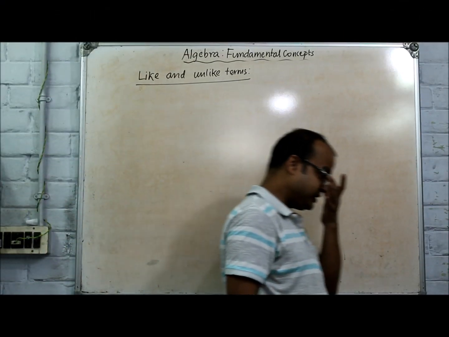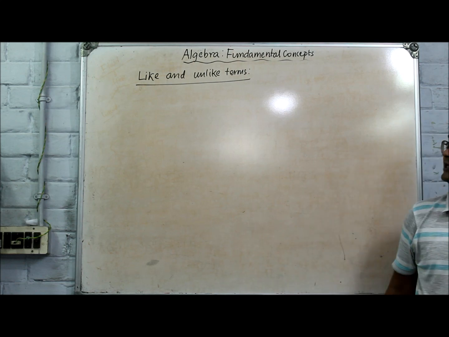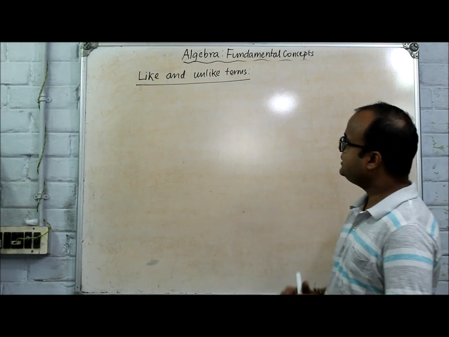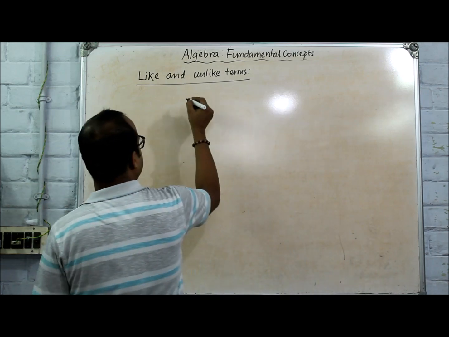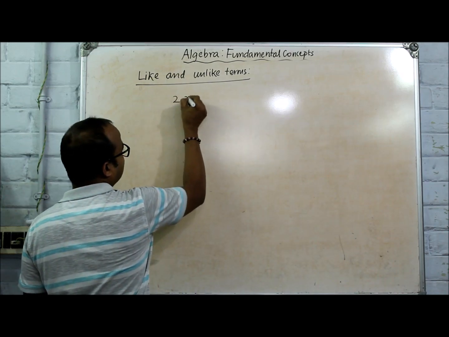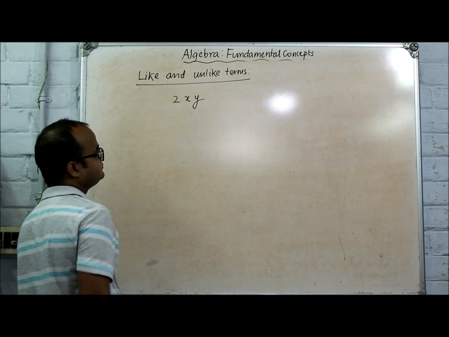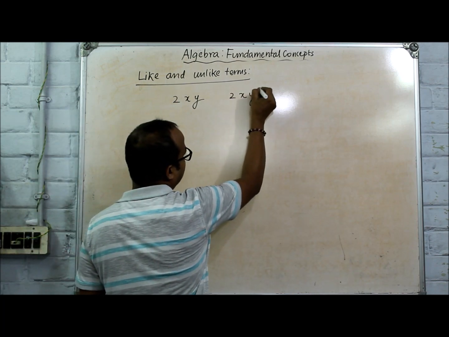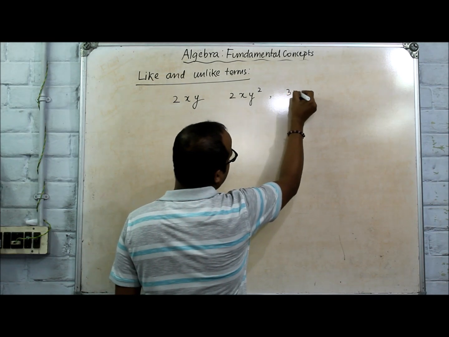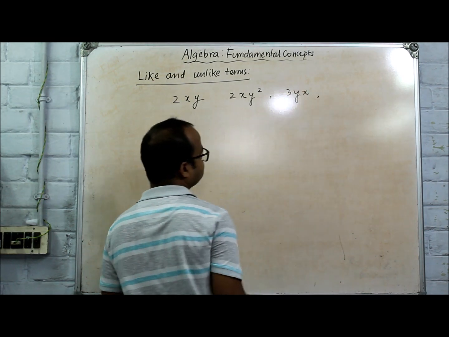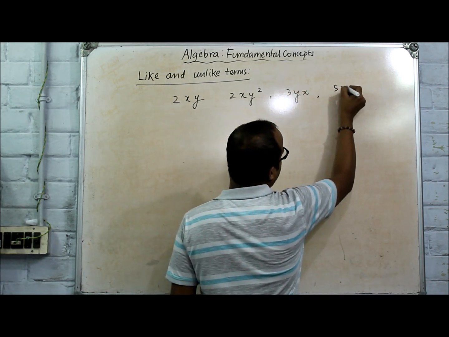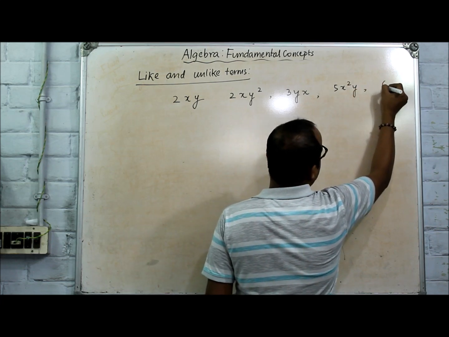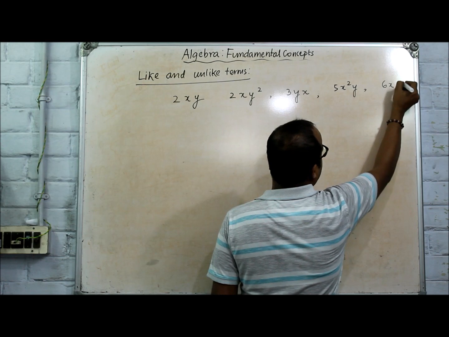We are going to learn a very important topic, what are like and unlike terms. To explain this, I am writing some examples: 2xy, 2xy square, 3yx, 5x square y, and for example 6y square.